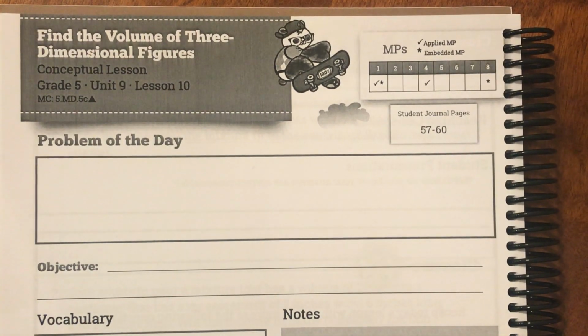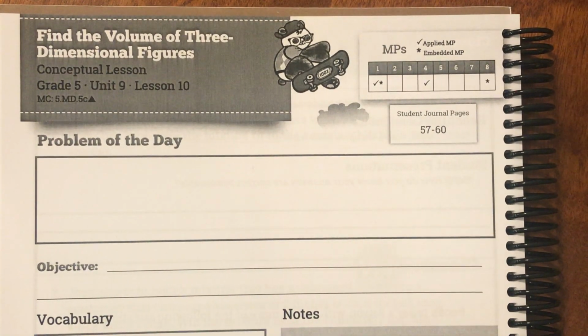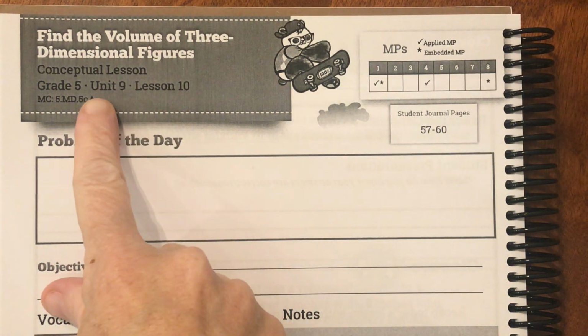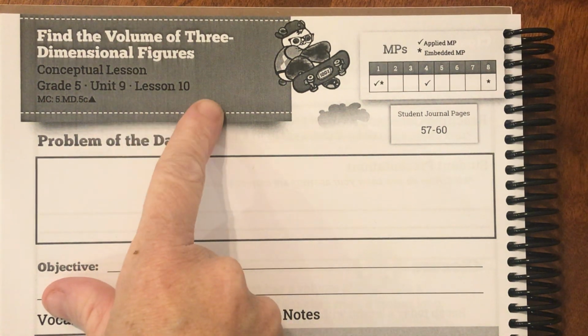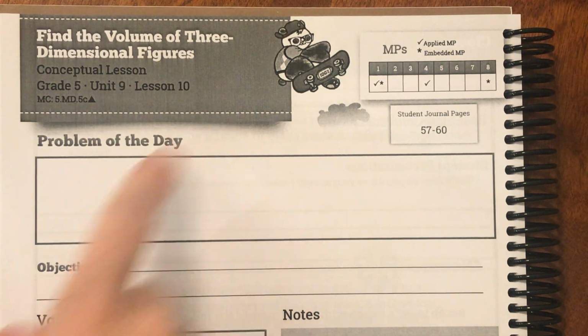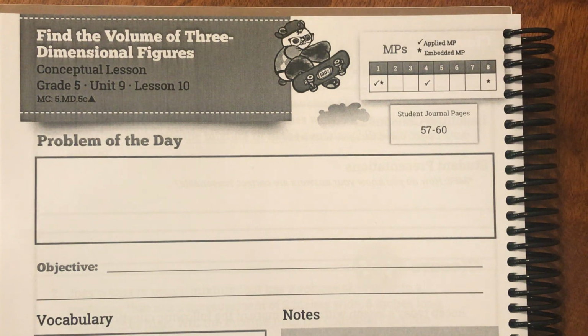Good morning, fifth graders. Quick note: I do not have your student journal page numbers, so I can't tell you the exact page you're on in your student journal. You're going to have to help me by looking for it. I believe it's page 60 something, but I think we can handle that since we're fifth graders. So just please find Unit 9, Lesson 10. Okay, Unit 9, Lesson 10. That's what we're going to be working on today.